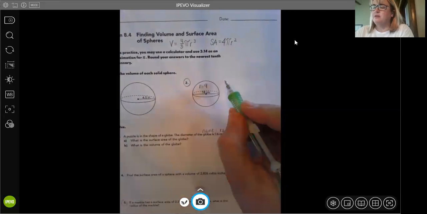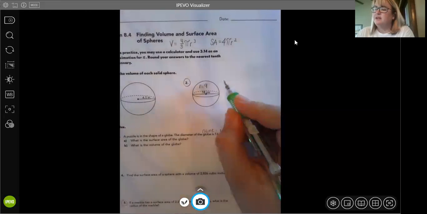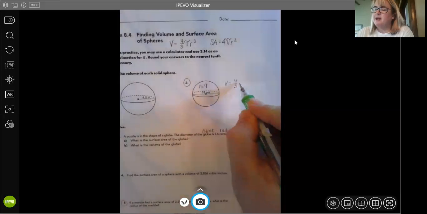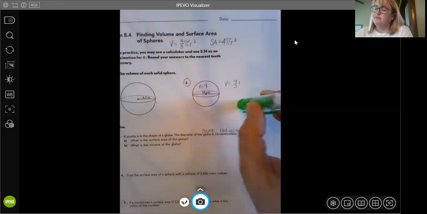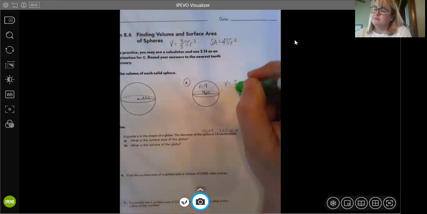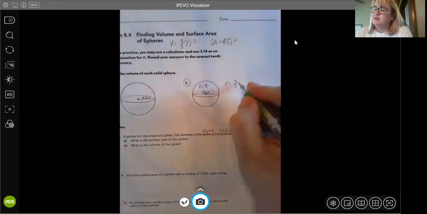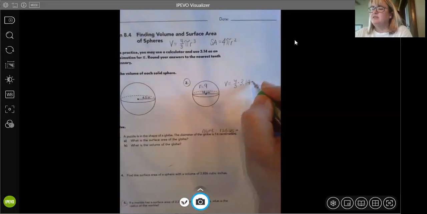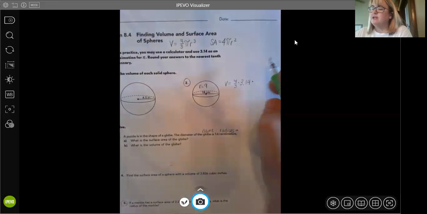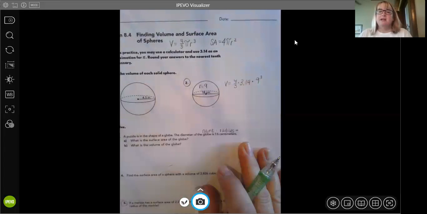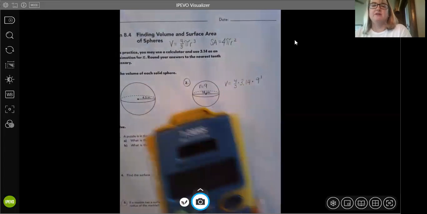So let's write our formula and then we'll fill in what we know. So again, the formula for volume is 4/3 times pi, but we are going to use 3.14. So I'm going to go ahead and write it with 3.14 times, and the radius is going to be cubed. So we're going to have 9 cubed. Okay, so this is quite nice. We can use our calculator.